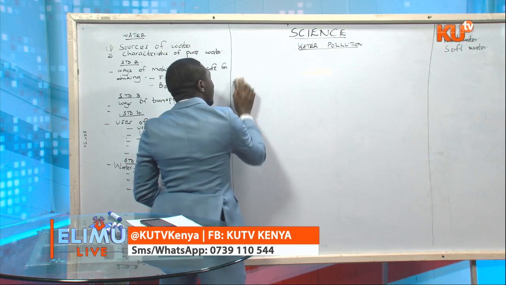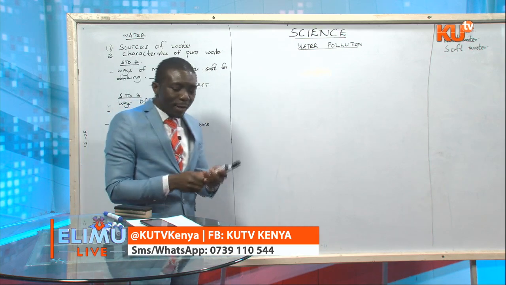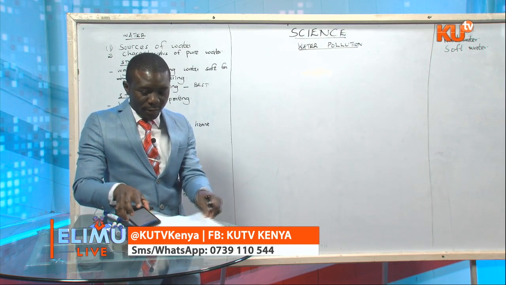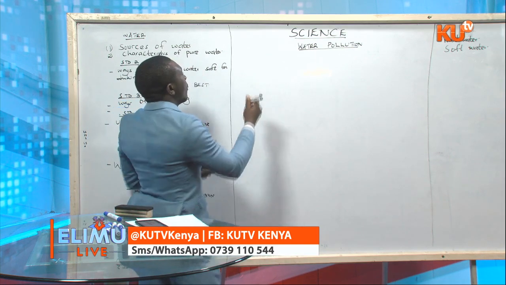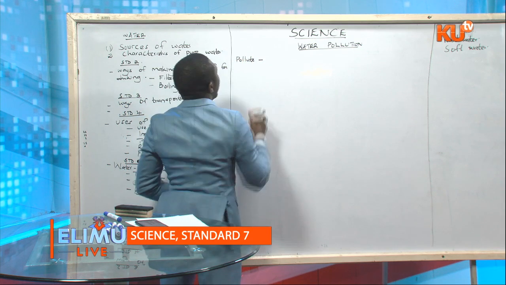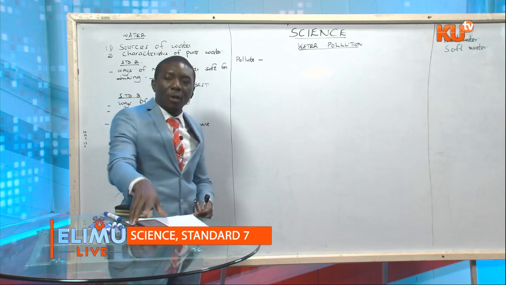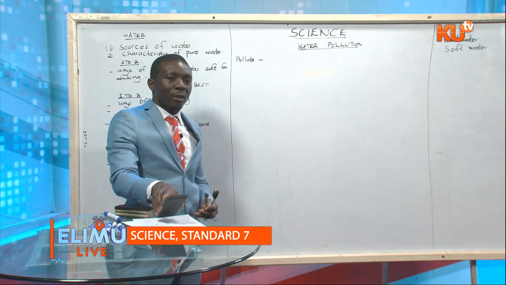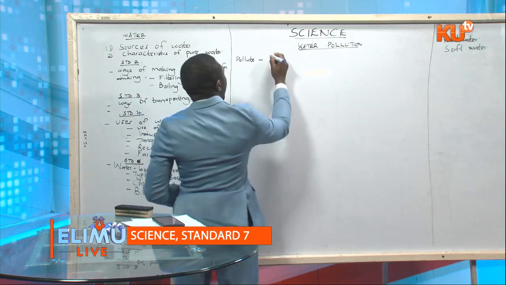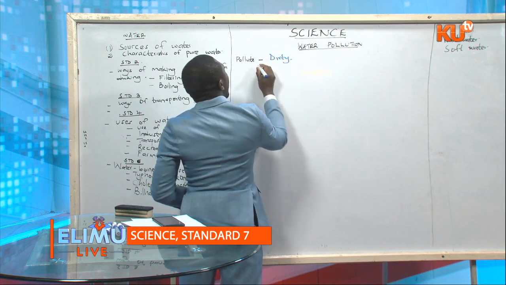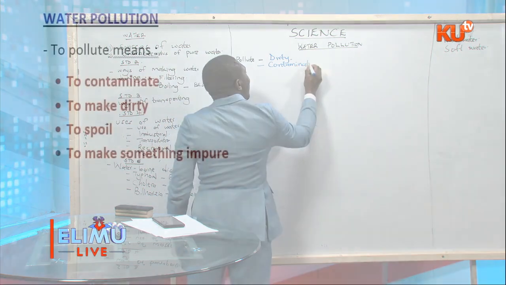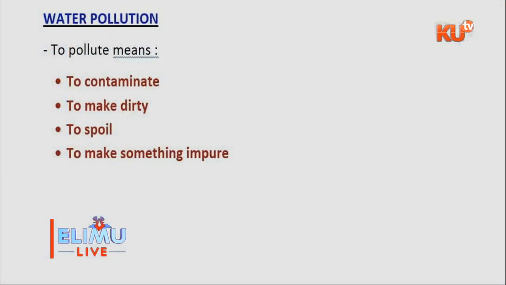water pollution. Standard 7. I'll begin by defining the word to pollute. What is to pollute? Water, we know it is colorless. Now we have got another terminology that emerges here, to pollute. To pollute simply means to make something dirty. When you make something dirty, that one you are polluting it. To make something become contaminated. When you contaminate something, we say you have polluted it.